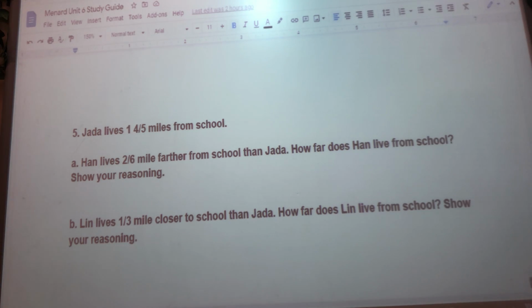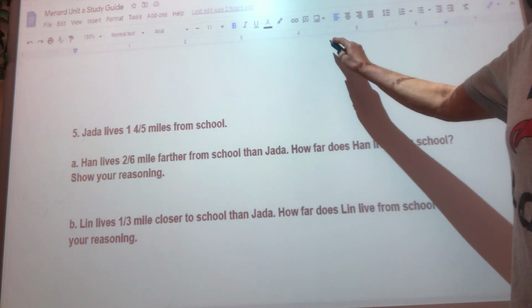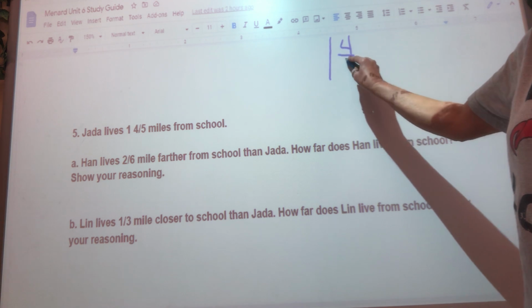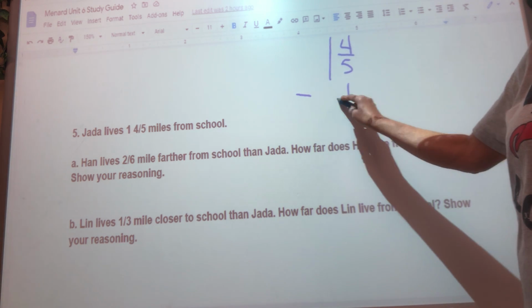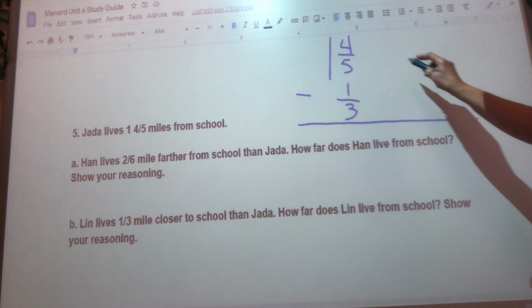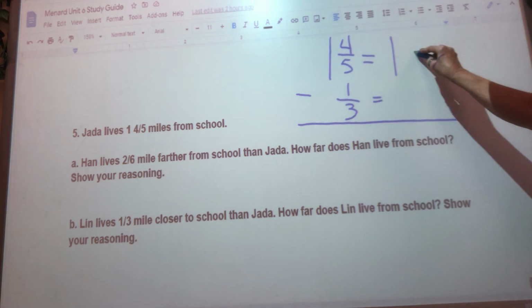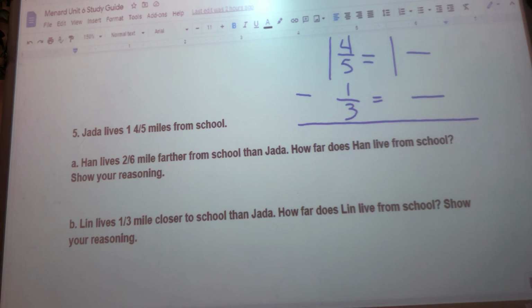Lynn lives 1/3 mile closer to school than Jada. How far does Lynn live? What am I doing now? Subtracting it. I'm subtracting it. So 1 4/5 minus 1/3. Let's see. Common denominator.